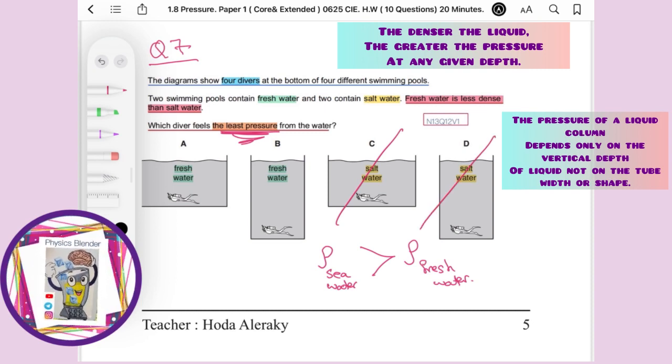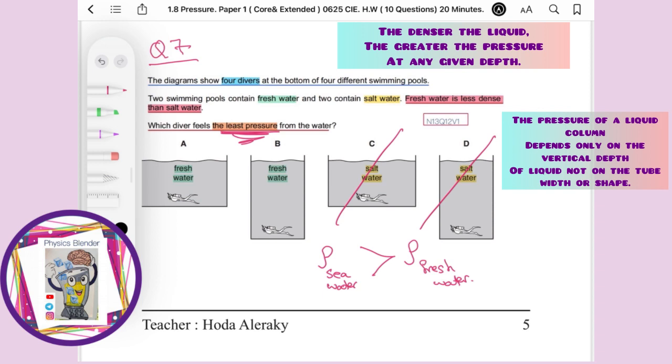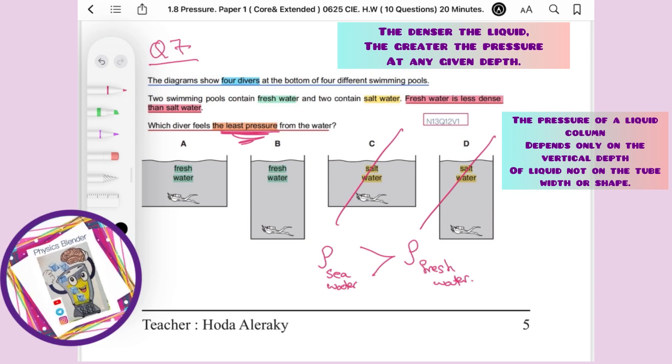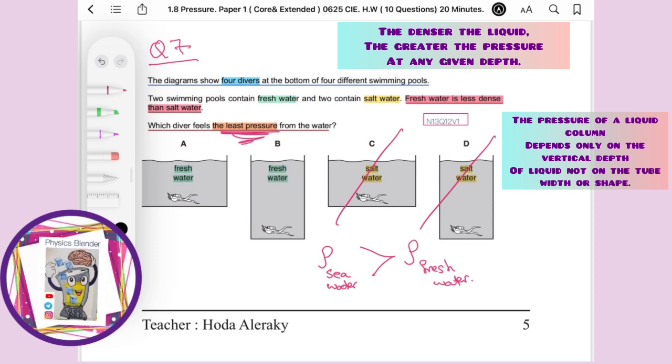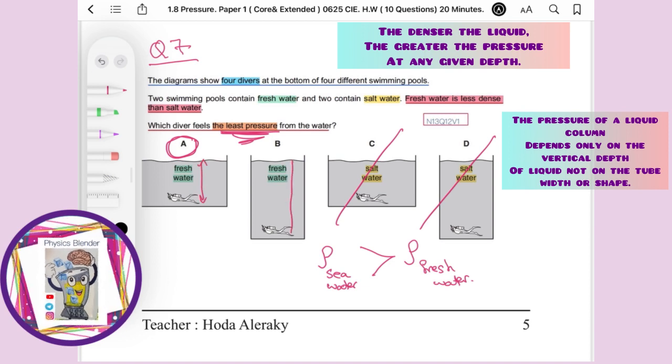Let's compare between A and B. The diver now is in fresh water, which is less dense, and we are looking for the case of least pressure acting on the diver. So the diver should be at shallow depth. Which one here? A is the correct answer, because here this is shallower than this one.